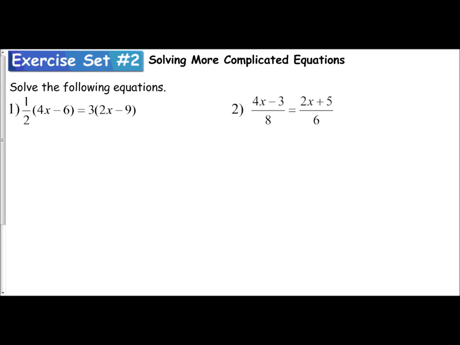In this video, we will be looking at how to solve more complicated equations. The process we applied in the previous exercise set still holds true here. We're still going to be using the same technique. It's just going to be a little more complicated.